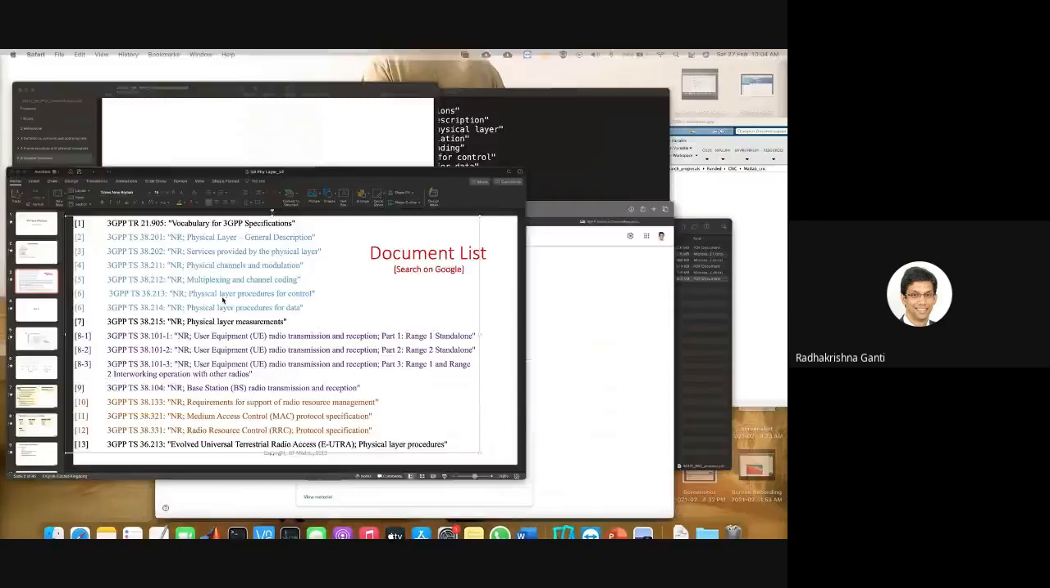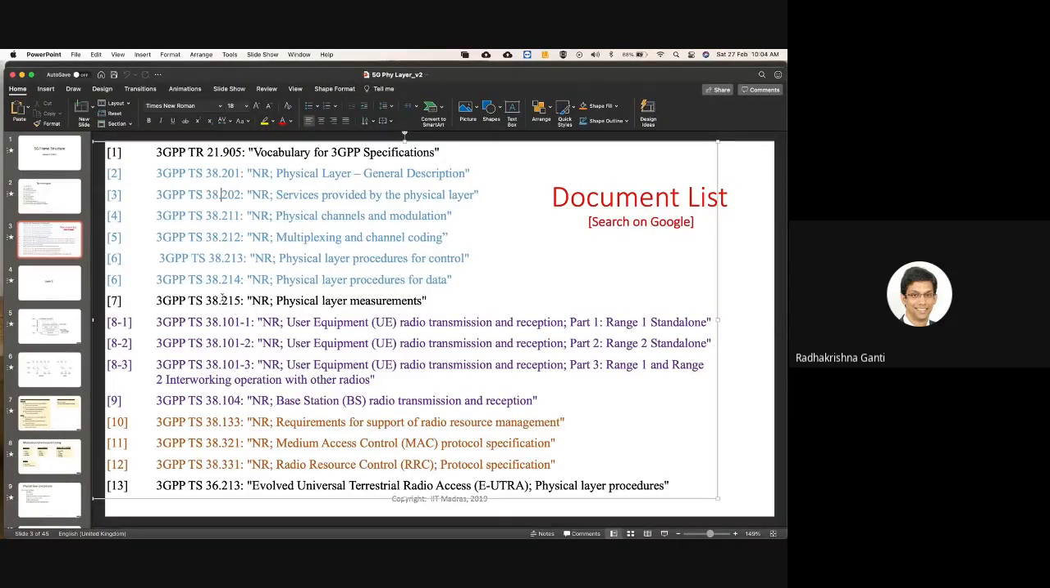To make life easy, I just downloaded all of them and put them in the classroom so that all of us use 15.8.0. So we are going to use release 15.8.0 for this class. Did you understand the document structure? Any question? Is it fine? Shall we go ahead?